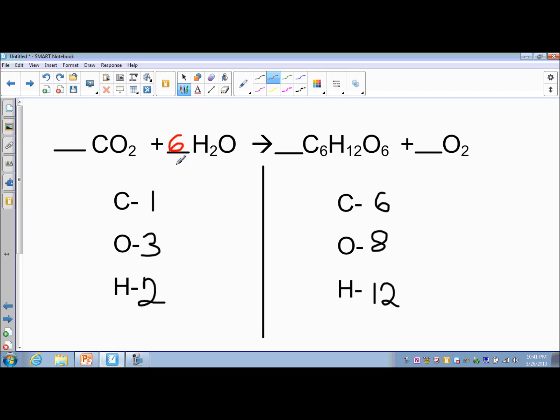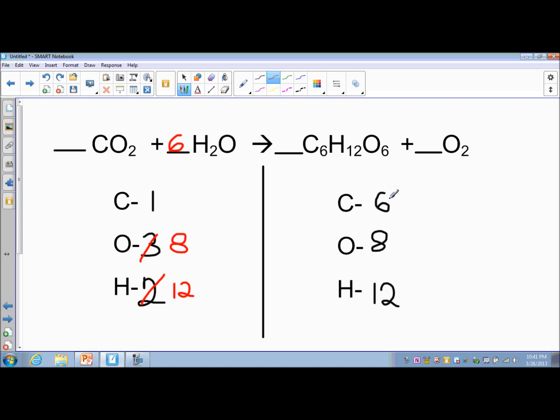Now when I add the 6, I need to recount all my atoms on this side. So I have now 6 times 2, so I'm going to have 12 hydrogens. And unfortunately, this has also changed my number of oxygens. So now that I multiply this out, I'm going to have 6 oxygens, but I also have to add the 2 over here. So now I'm going to have 8 oxygens on my reactant side, which actually really works out nicely if you look at my product side, which also has 8 oxygens.